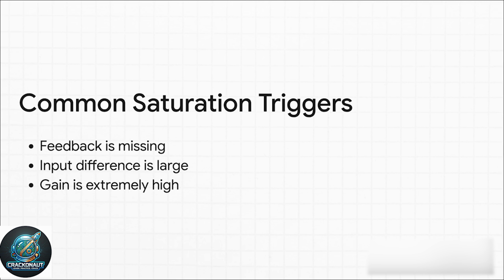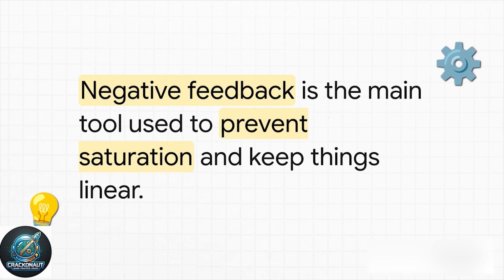Well, saturation usually pops up when there's no feedback loop to keep things in check. Or maybe the difference between your input signals is just way too big. Or the gain of the circuit is set to some crazy high number. Any of these things is basically asking the op-amp to produce an output voltage that's just impossible for it to deliver. And this, by the way, is exactly why negative feedback is our best friend in circuit design. Think of it as the control system that we build in to stop this from happening. By taking a little piece of the output and feeding it back to the input, the circuit is constantly correcting itself. It's what tames that insane theoretical gain and keeps the output stable, right in that useful linear zone, and safely away from those saturation limits.